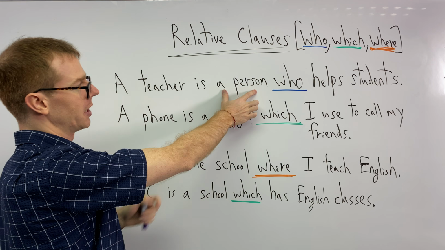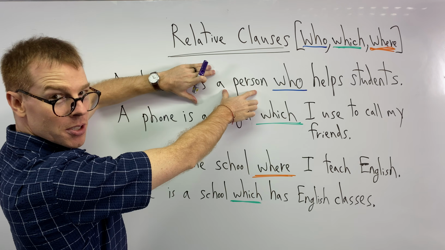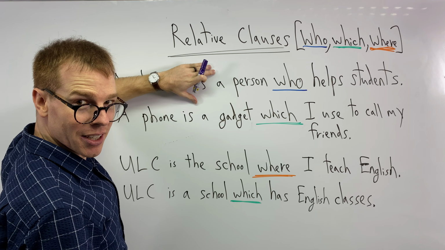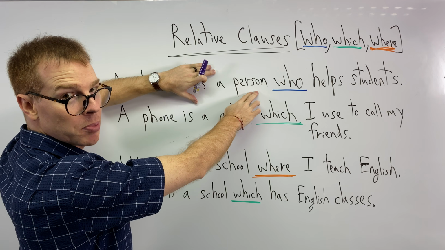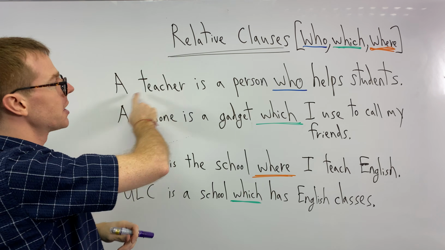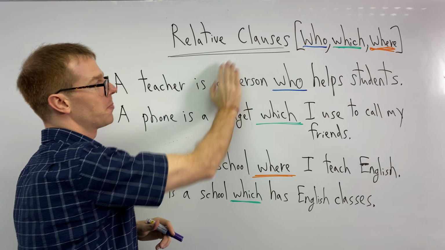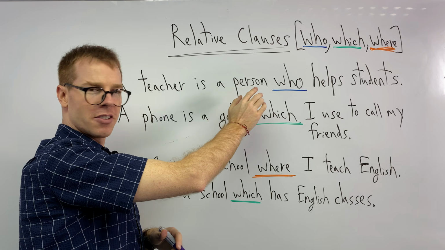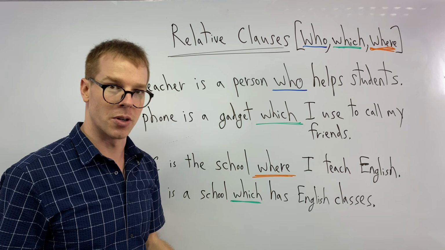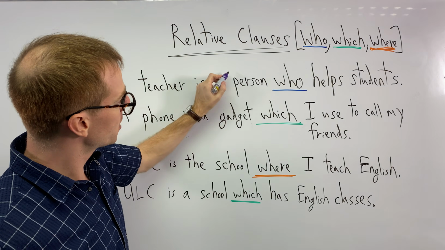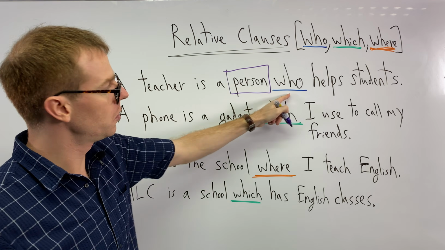Here it says person. If I said person, there's a lot of different people out there, right? I want to explain the person. So here I say a teacher is a person, right? What kind of person? Oh, a person who helps students, right? So for person, I will use who.